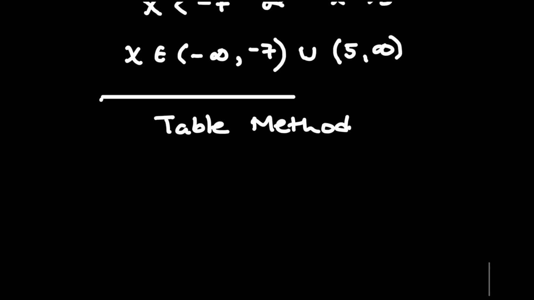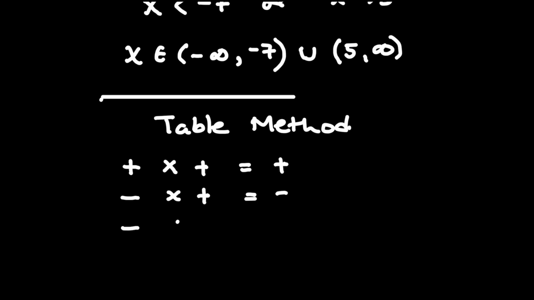What governs the table method is you understanding that a positive times a positive is a positive. A negative times a positive is a negative here.